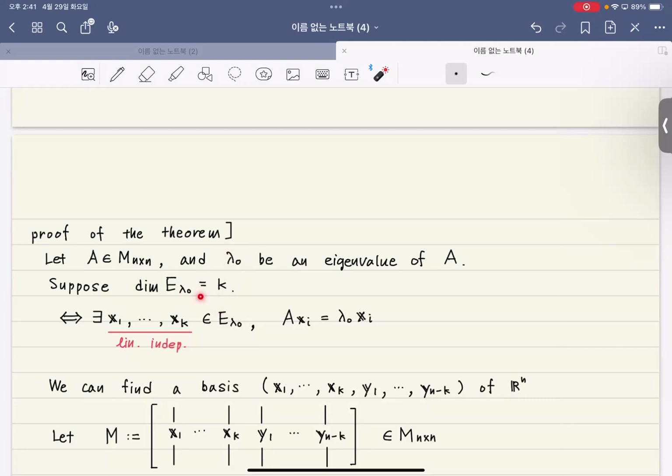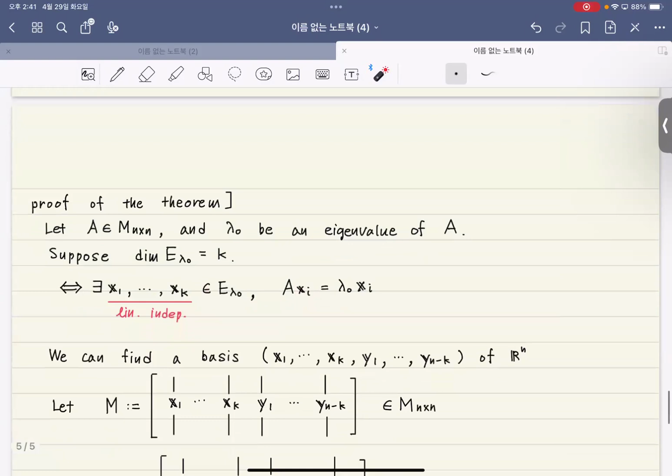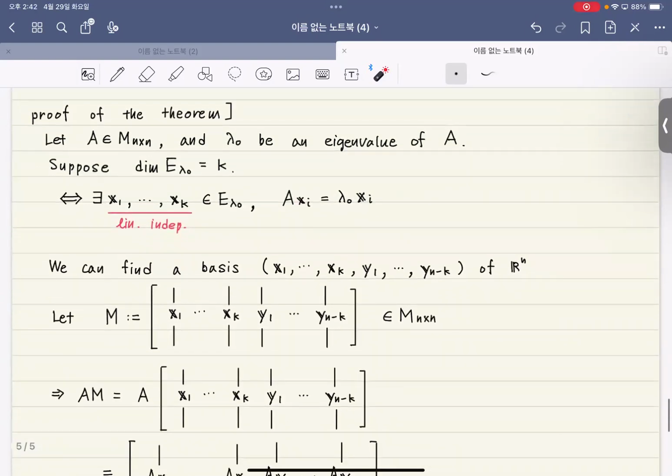And the dimension equaling K means that I can find K linearly independent vectors from this subspace. And because of the definition, they are not merely linearly independent vectors. They are eigenvectors, right? Eigenvectors and linearly independent. So therefore, A times each of these vectors, xi, is lambda 0 times xi. Okay, good. We found these K linearly independent vectors.